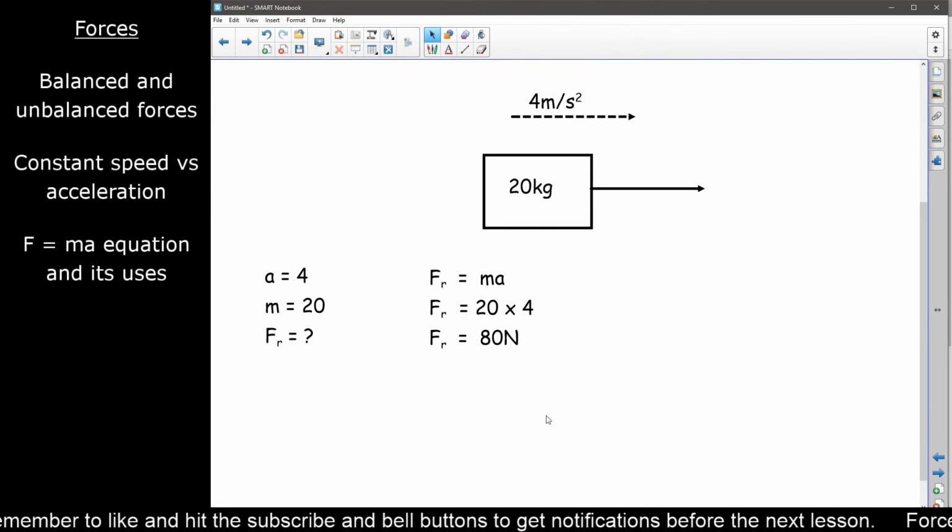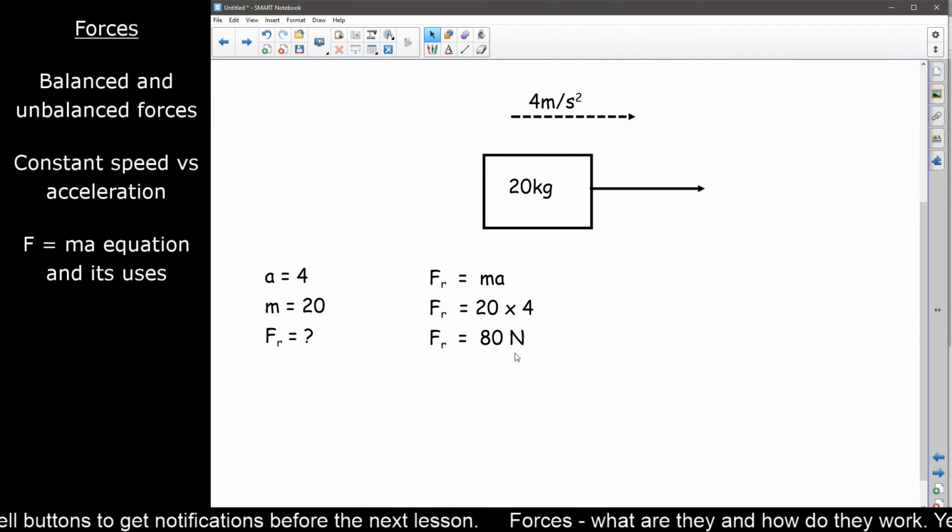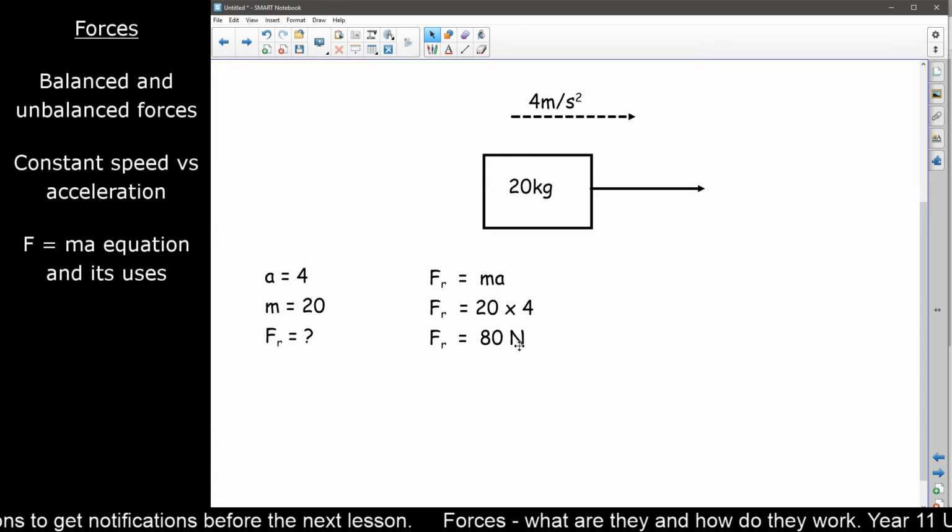And mark scheme wise, you get 1 mark for the formula, 1 mark for the correct substitution of numbers, 1 mark for the numerical answer of 80, and 1 mark for the unit in newtons. The likelihood is this would only be 3 marks, and the newtons will probably be given for you because there's not really much testing in here. All right, good.